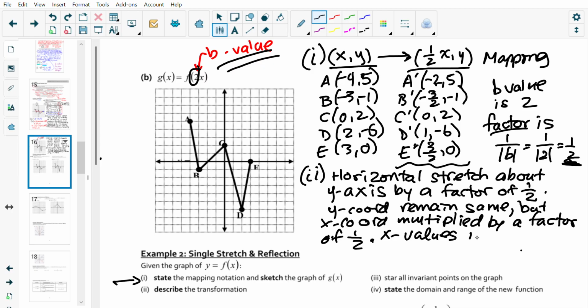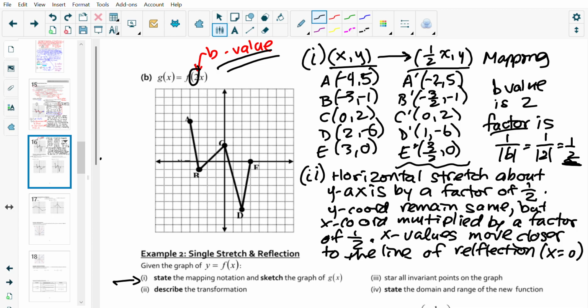X values move closer to the line of reflection. So we're not reflecting here, but we're using the line of reflection as our reference point. The line of reflection, we said it's the y-axis, so the line of reflection is the equation x equals 0. So x values move closer to the line of reflection by a factor of 1/2.